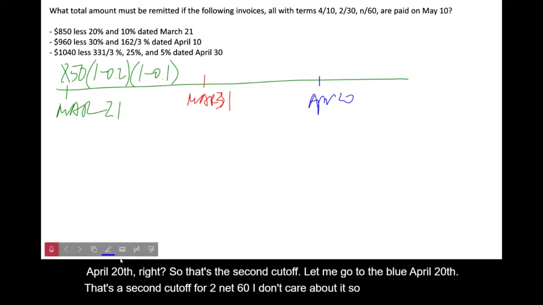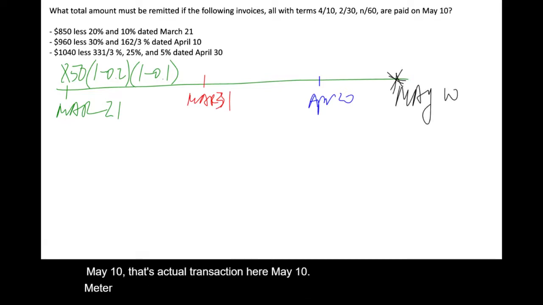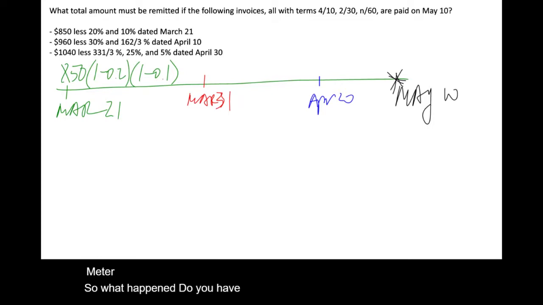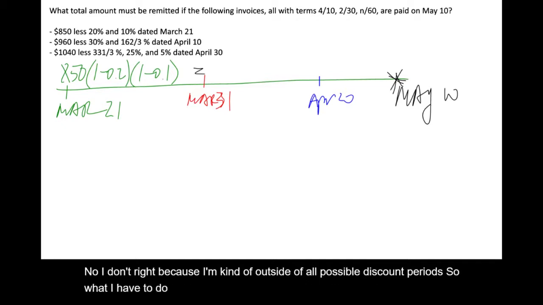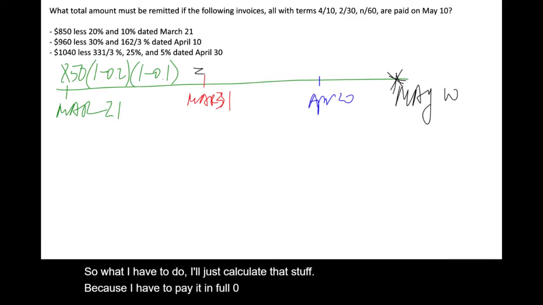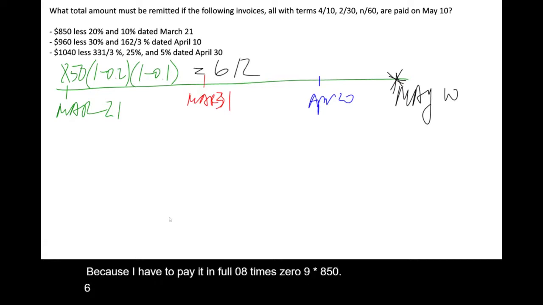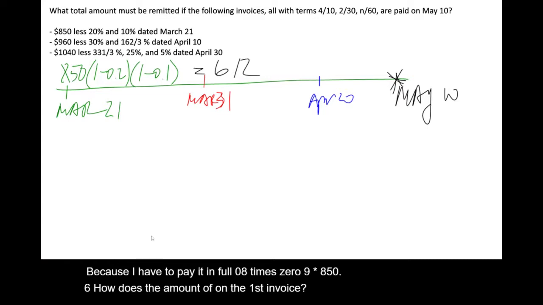So May 10. May 10, that's actual transaction here. So what happened? Do they have any discounts, people? No, I don't, right? Because I'm kind of outside of all possible discount periods. So what I have to do, I just calculate that stuff, because I have to pay it in full. 0.8 times 0.9 times 850, 612.00. That's the amount of the first invoice. Questions?